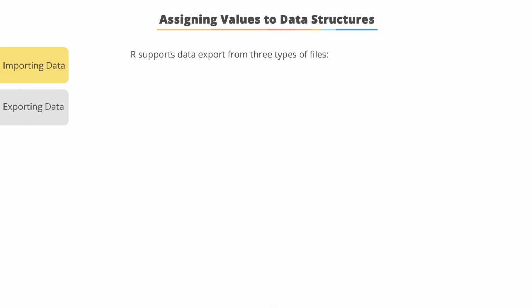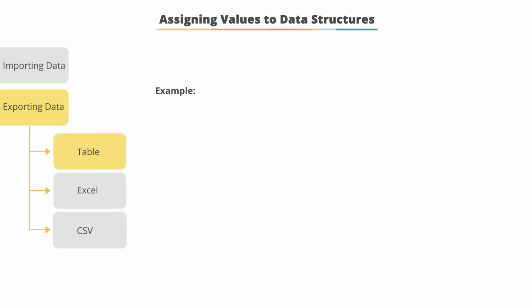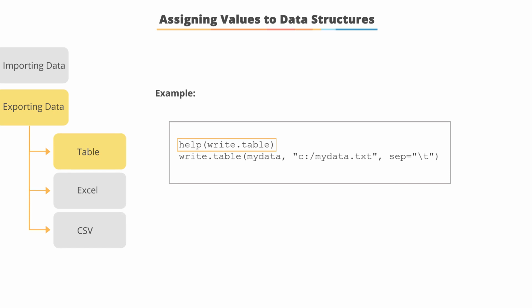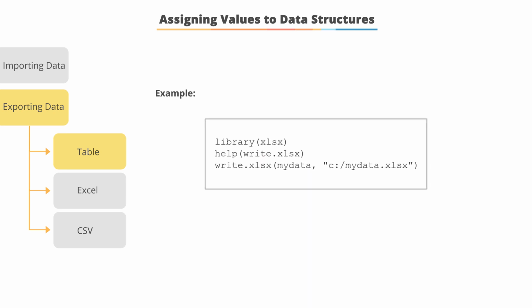There's also 3 ways that we can export data. So once you've imported the data, cleaned it, visualized it, built a model, and transformed some of those variables and created new ones, you might want to export that. Well, we can do that through tables, Excel, and CSV files. So the way that we do this here, instead of read.table, we're using write.table. Mydata is the name of our data frame. We're specifying what we want to save it as, and then we're saying here the separator is tabs. That's that \t.